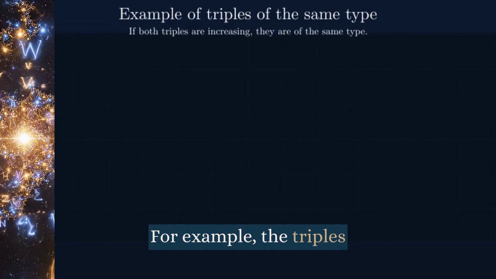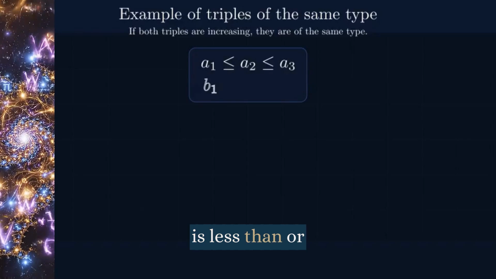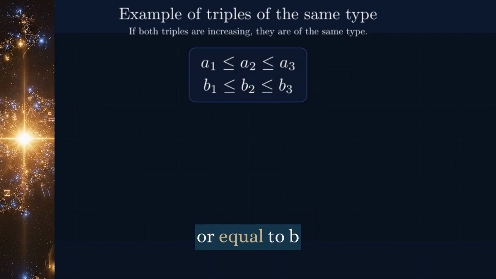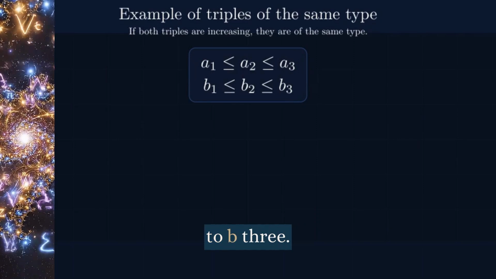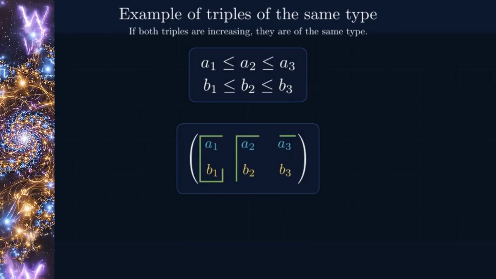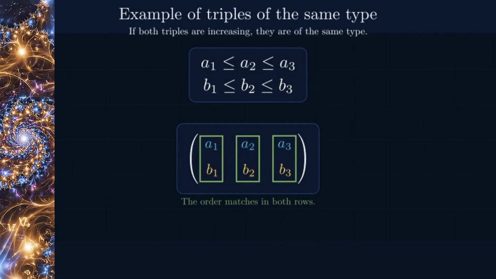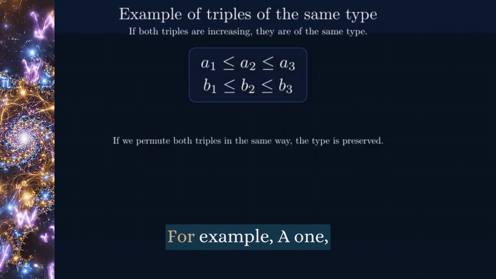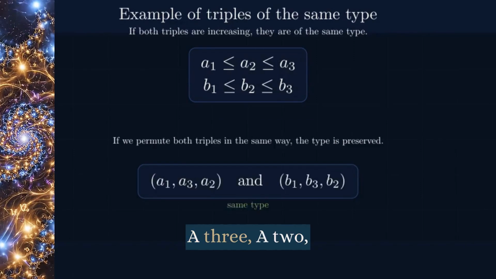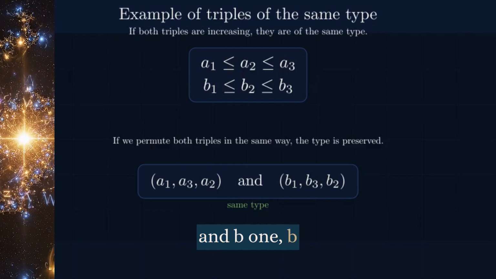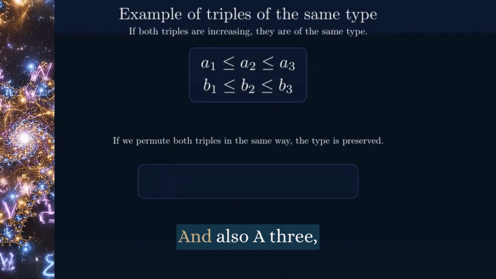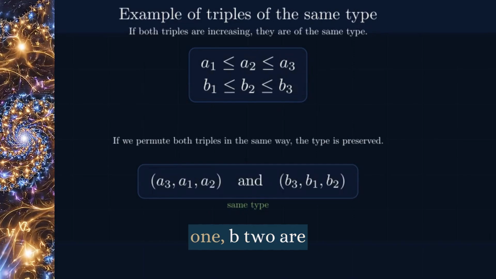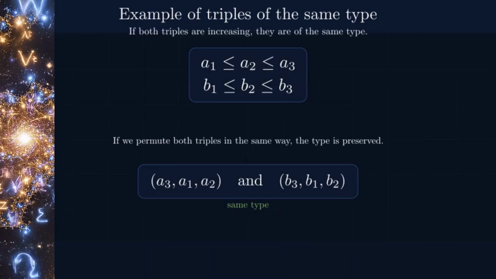For example, the triples are of the same type if A1 is less than or equal to A2, and A2 is less than or equal to A3, and B1 is less than or equal to B2, and B2 is less than or equal to B3. In this case, the order matches in both rows. If we permute both triples in the same way, the type is preserved. For example, A1, A3, A2, and B1, B3, B2. And also A3, A1, A2, and B3, B1, B2 are triples of the same type.